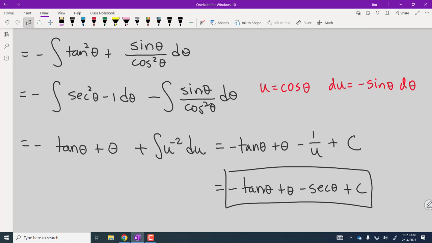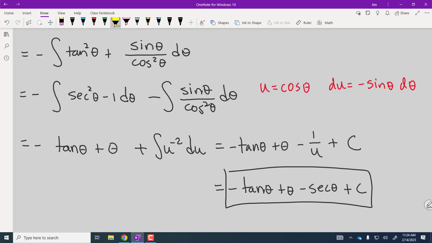Brandon? It's supposed to be plus 1 over u. Let's see. So when we add 1 to this exponent, we get negative 1. And then we divide by that new exponent. So it should be negative. Then we have the other, the 1 line up. This one? 1 line up.